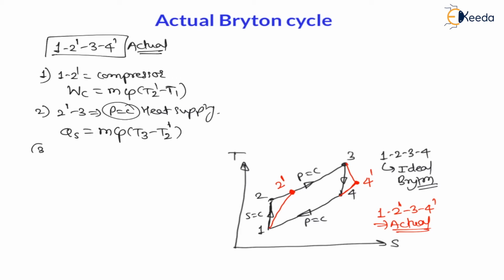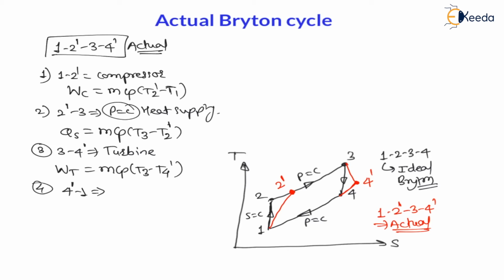And the third process, 3 to 4 dash, is the turbine. This is the actual expansion in the turbine. Therefore, the work of the turbine will be equal to MCP (T3 minus T4 dash). The fourth and last process, 4 dash to 1, is the actual process of constant pressure heat rejection. So, my dear students, heat rejected is equal to MCP (T4 dash minus T1), right? These are the actual processes.